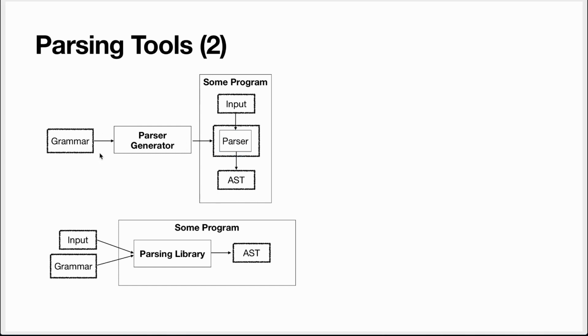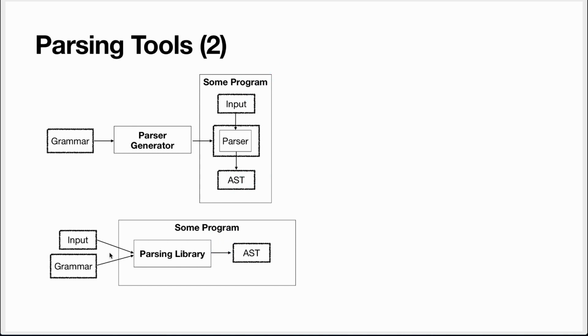The other convention used in this diagram is that the boxes with the graffiti are inputs and outputs. And so then you're going to make your own program, your compiler. I've just written some program because it could be something else. And here you're going to take some input, you're going to pass it to the parser, and you're going to get an AST that you're going to use in your program.